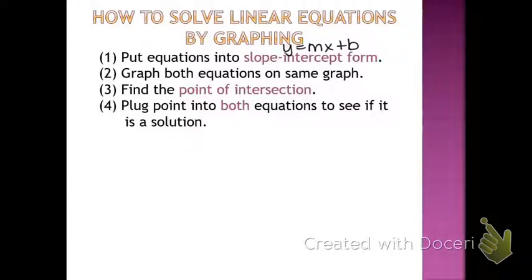And that's what step 3 says. After you've graphed both equations on the same graph, you find the point of intersection. And then if you wanted to check your answer because you don't have Desmos and you're not really sure, take your point of intersection, plug it into both equations, and make sure it makes a true statement. So we're going to use Desmos, but I wanted to make sure this was in your notes just in case.